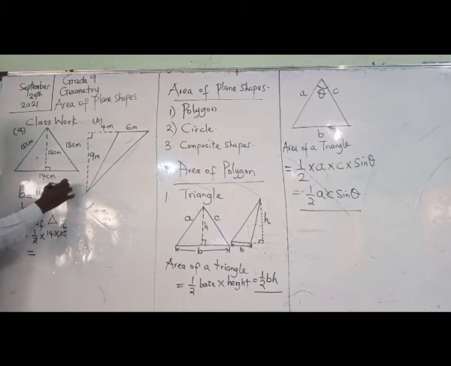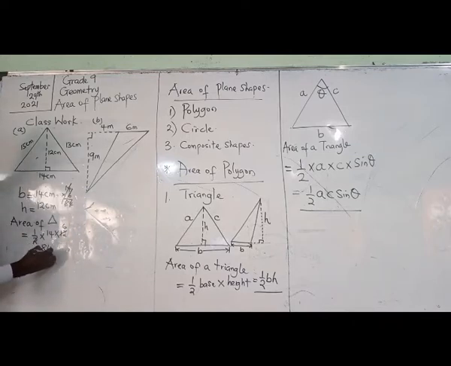And I can always advise you, you can go somewhere and check 14 times 6, and that will give me 84. So I've done that calculation, and that will be 84. It's in centimeters, and that will be centimeter squared.